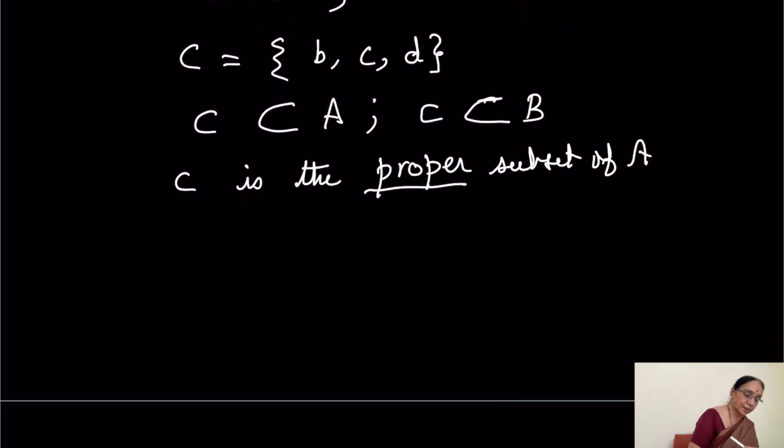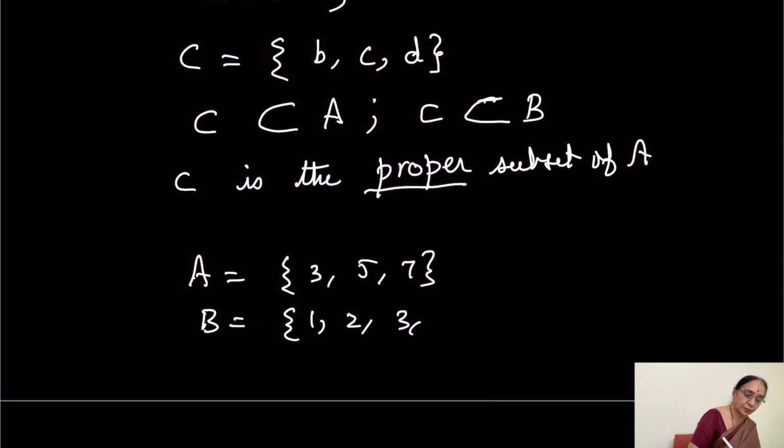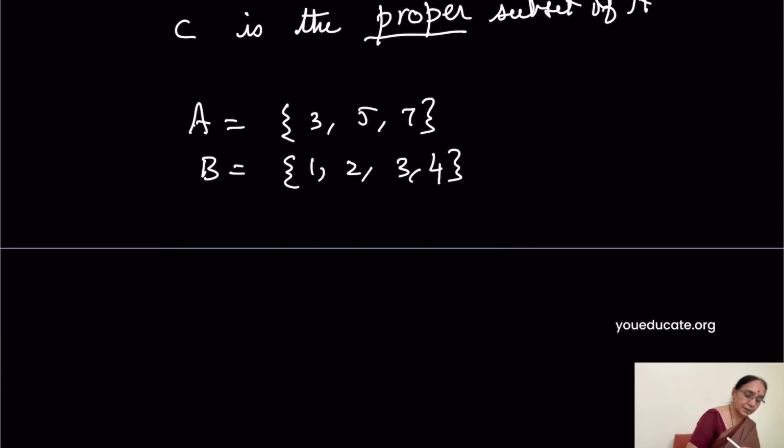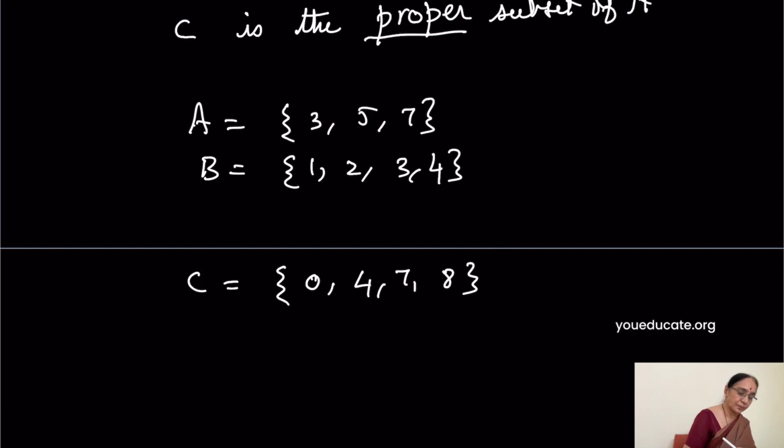Now let us take two or three sets, for example. A I can take as 3, 5, 7. B I can take as 1, 2, 3, 4. C maybe 0, 4, 7 and 8. Okay. Now I have another set called the universal set.